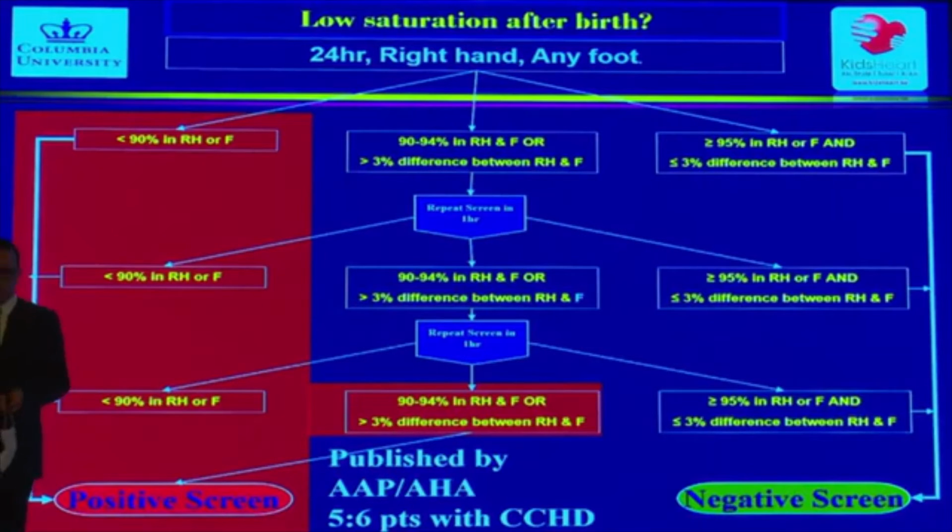For the baby, if you have a saturation of 90% or less, or a difference of more than 3%, this patient needs to be referred immediately to pediatric cardiology. So you have to call the pediatric cardiologist: hello, I have an immediate consultation and I need you now.